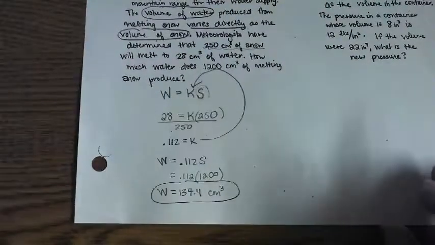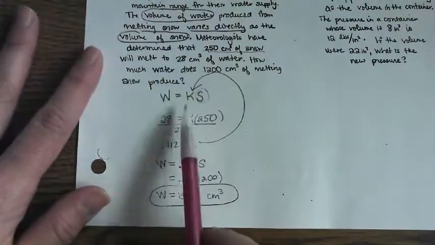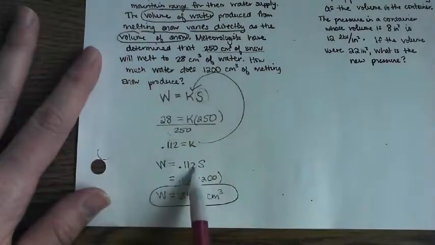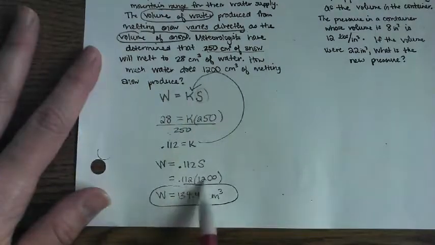Okay. So as soon as it says direct variation, I write my equation, I start plugging in, I find k, I then use k with the given question information, and then find the answer I'm looking for.